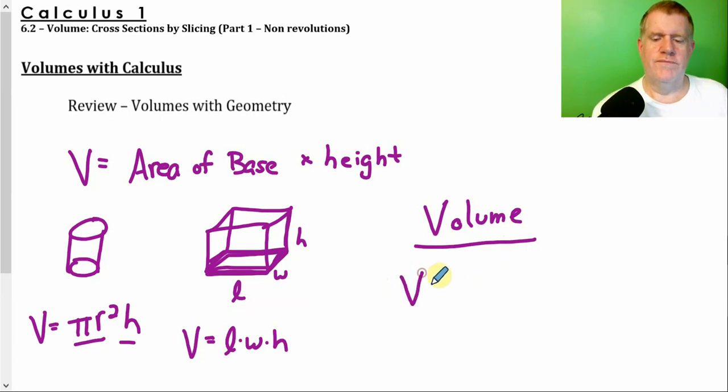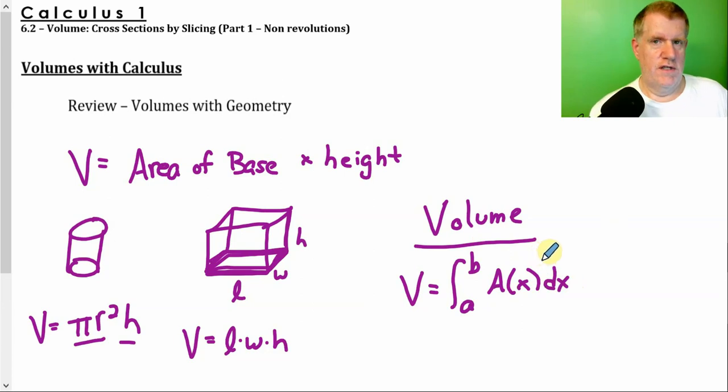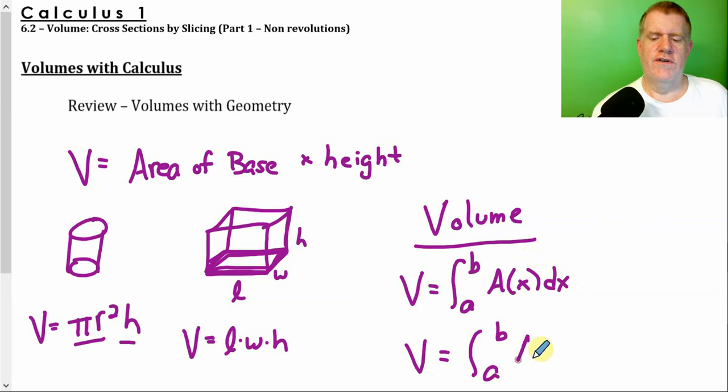The volume is the integral from a to b of the area of the cross-section. And the area of the cross-section has to be written as a function. And we'll see examples why. Now sometimes we do it with respect to x, and sometimes we do it with respect to y, and I will show you those two examples, and how you differentiate between the two. That's why I said there's two formulas, but there's really just one. You're taking the integral of the area of the cross-section.